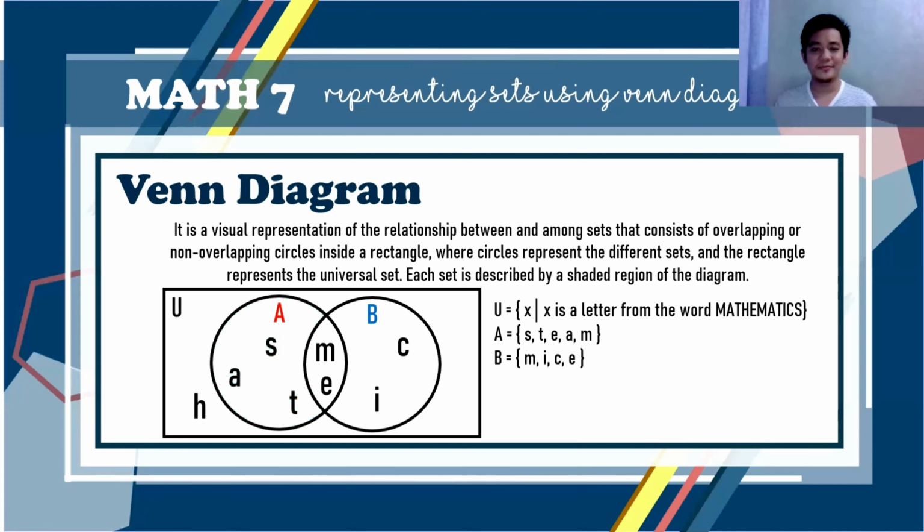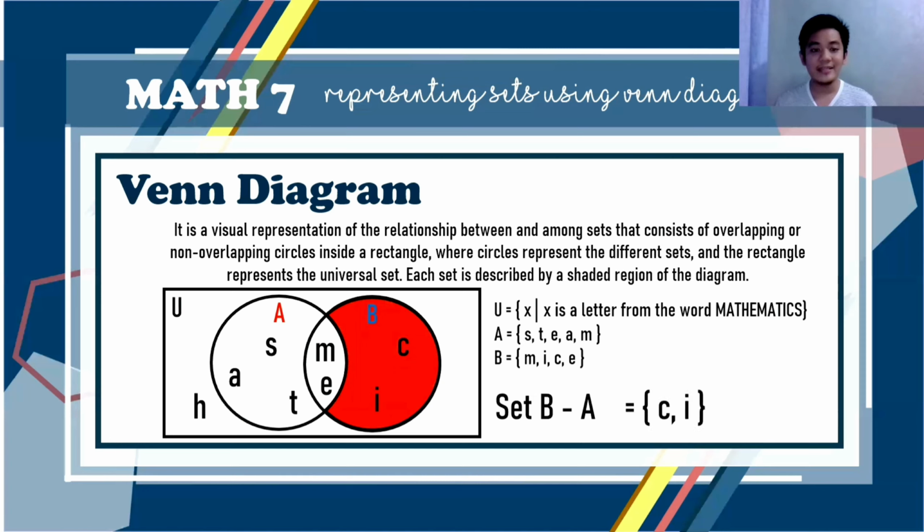Another example. Set B minus A. As you can see, it's the other way around. This time, we need to remove all the related elements of set A from B. And this should be the representation, where we only have to shade the portion of B without A, and that contains C and I.